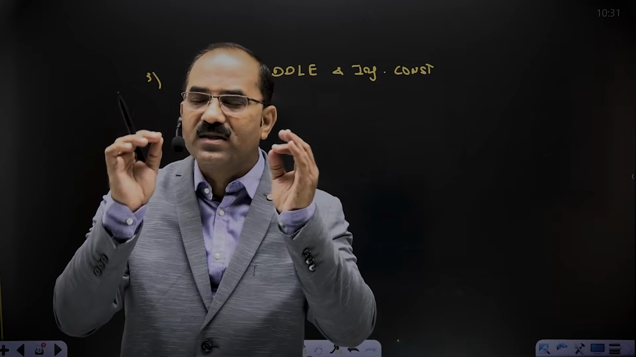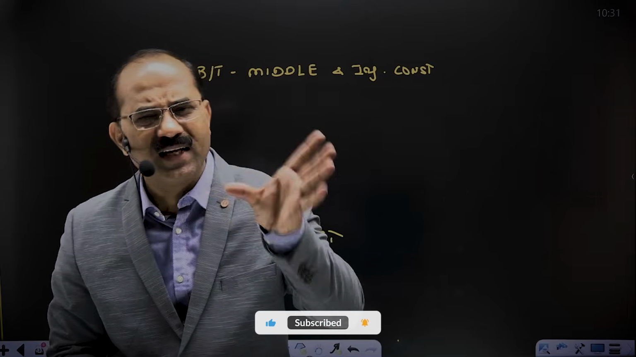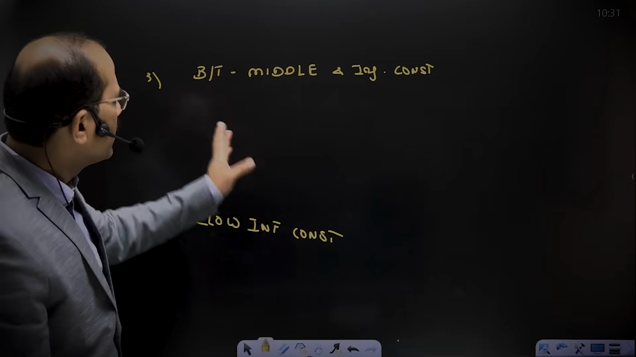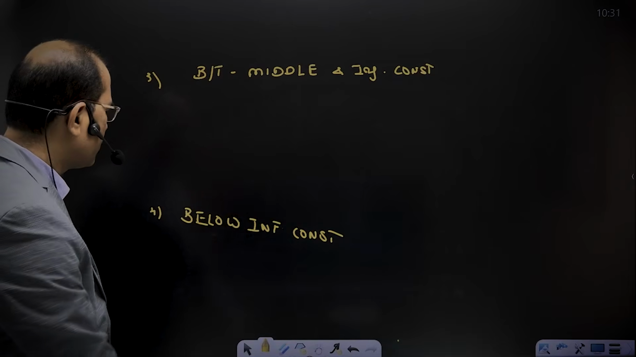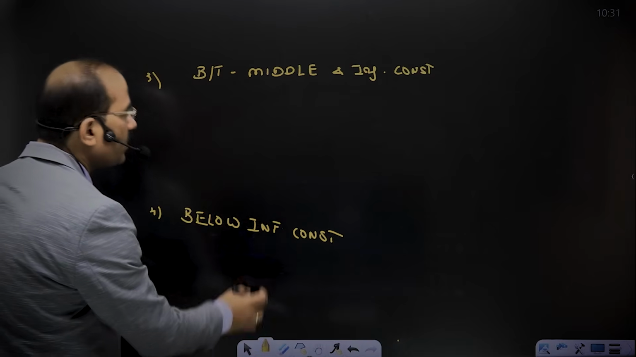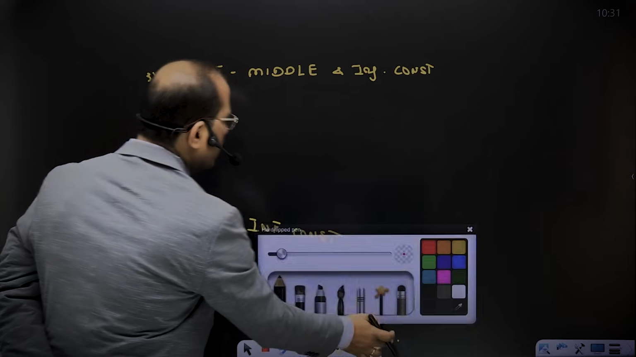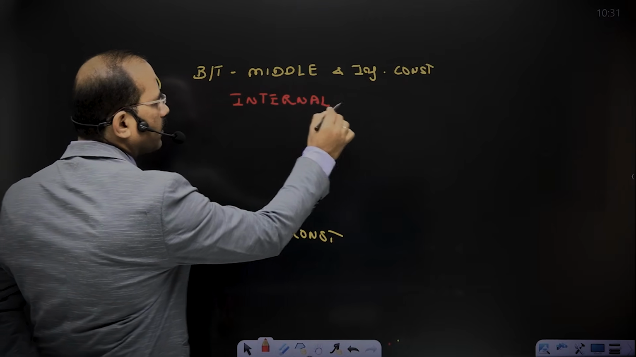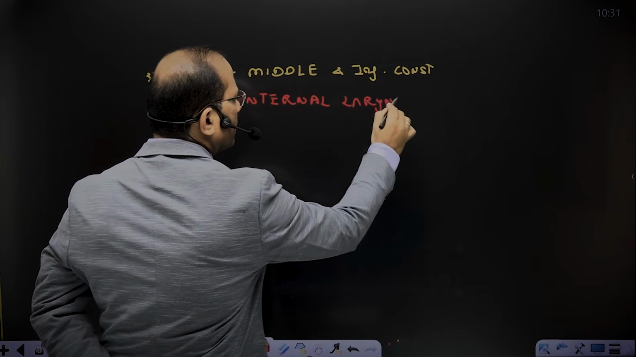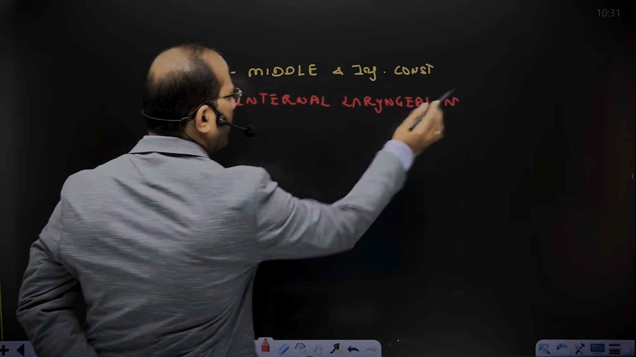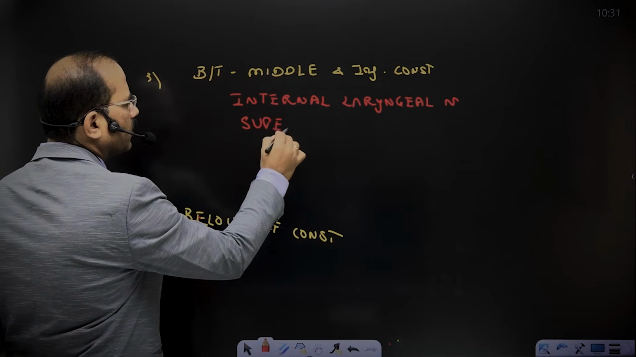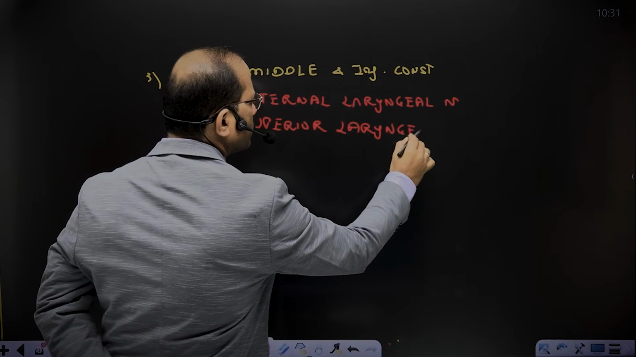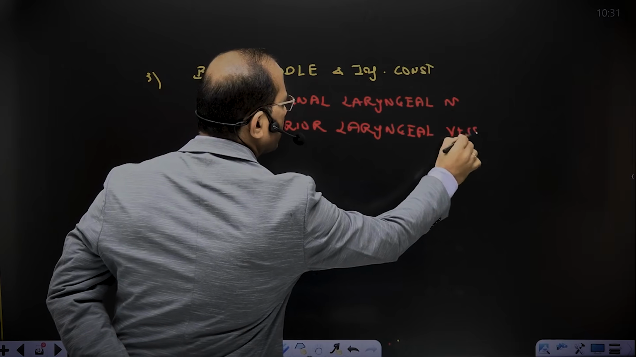You know, the vagus, the nerve supply of the larynx we'll be discussing later, but I'll just tell you this directly. Later on, we'll see the nerve supply of larynx. So what passes between the middle and inferior constrictor is the internal laryngeal nerve and the superior laryngeal vessels. Superior laryngeal vessels.